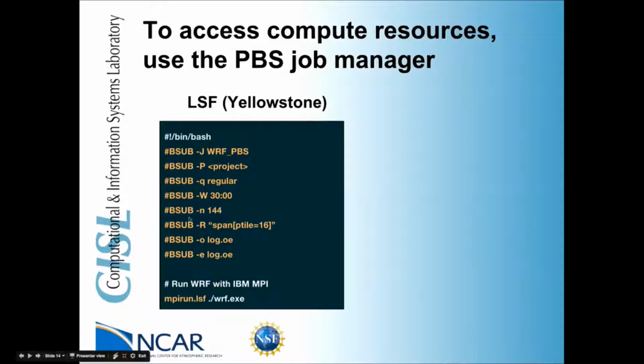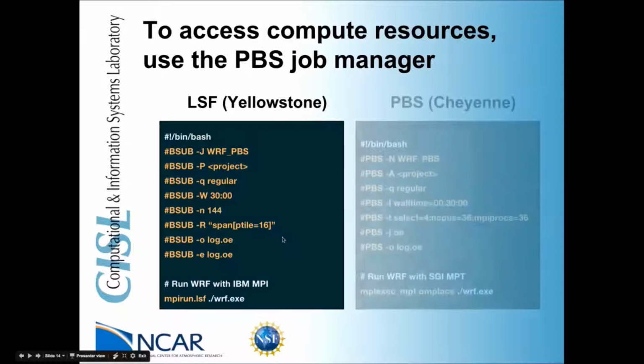So we have our LSF directives at the top. These all start with the hash B sub. And then you'll have things like the job name, the project code, the queue, the wall time, the number of cores, how many cores I want per node, which we would do with a p-tile option on Yellowstone. And then you can specify the locations of your output log and your error log. In this case, I've set them both to be the same. And then finally, I'm going to run my executable. Here I'm running wharf, so mpirun.lsf, and then wharf. And that's assuming I'm in that directory already.